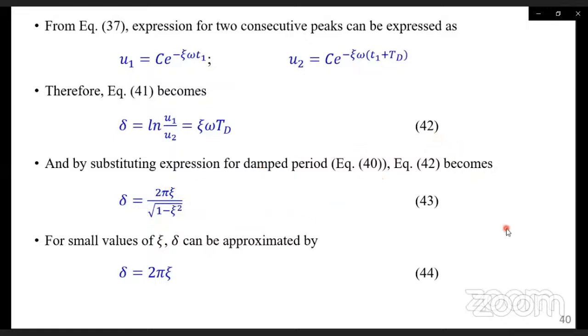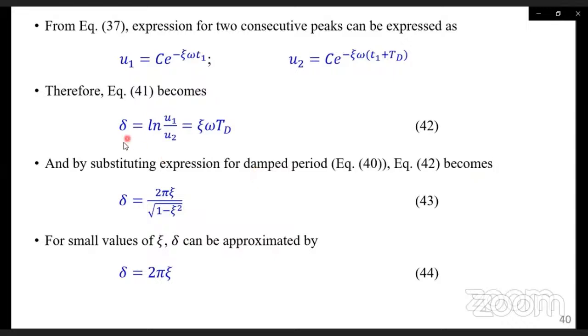And of course, you can substitute what TD is. And we are saying that for a small value of damping ratio, if the damping ratio is very small, it means 1 minus something very small, the square root of which is 1. So it means we can use the expression without considering the denominator. Okay, but this is just for you to take note of.